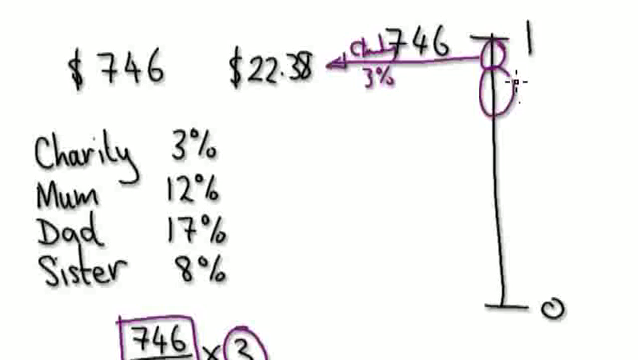So 12 pieces probably around here. I'm guessing this. Remember, you've got 100 pieces to play with. I'm guessing that 3 pieces is here and 12 pieces is here. So anyway, 12 pieces go into this, this is mum. Mum will be 12%.